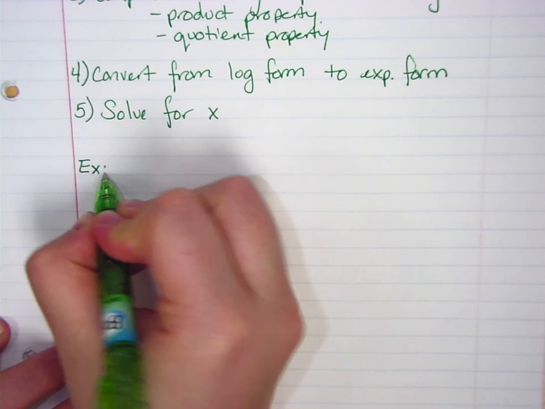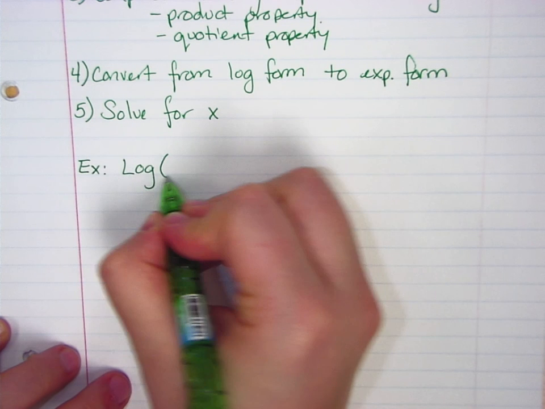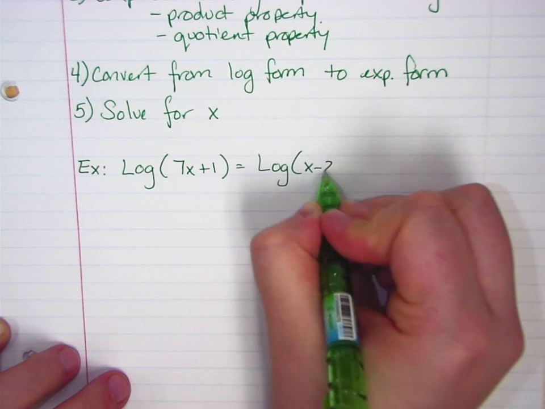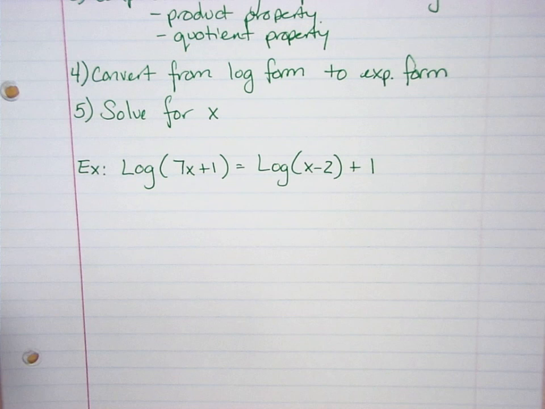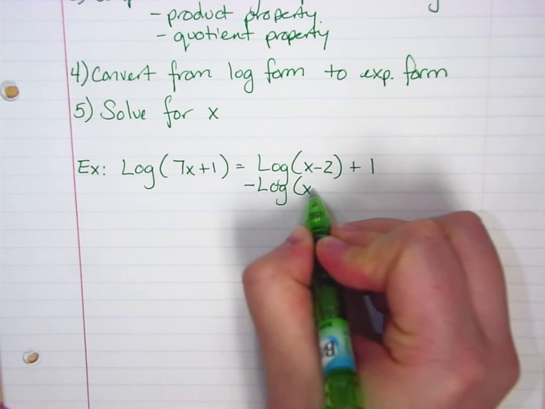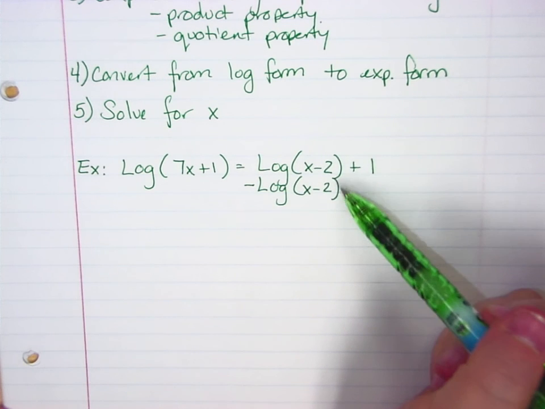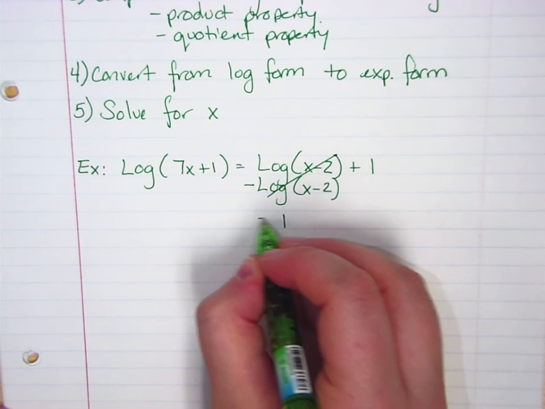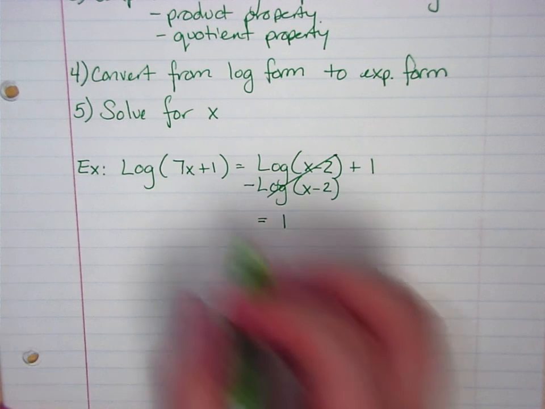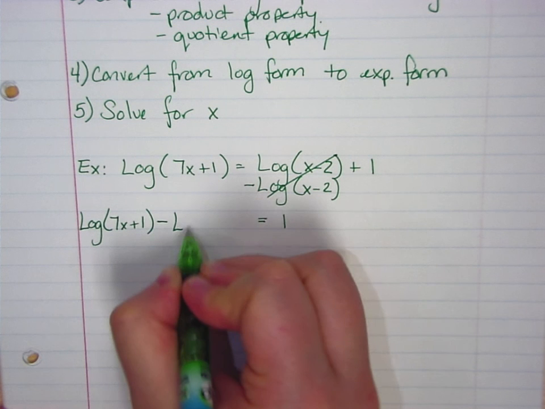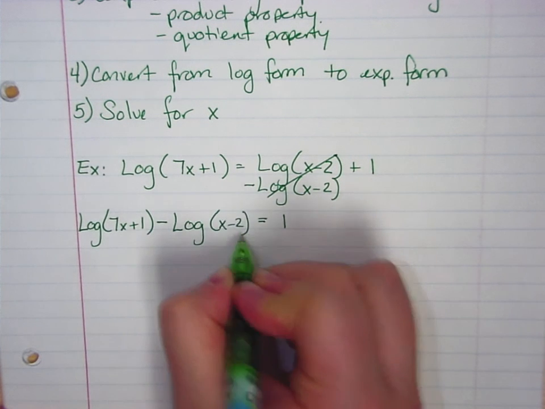So for example, if we had log of 7x plus 1 equals log of x minus 2 plus 1, our first step was to make sure all logs are on the same side of the equal sign. So I'm going to move this log by subtracting it. Log of x minus 2 minus log of x minus 2 is 0, so those cancel out, and I'm just left with a positive 1 on this side of the equation. Over here, I'm going to have my log of 7x plus 1, but I'm going to be subtracting from that log of x minus 2.